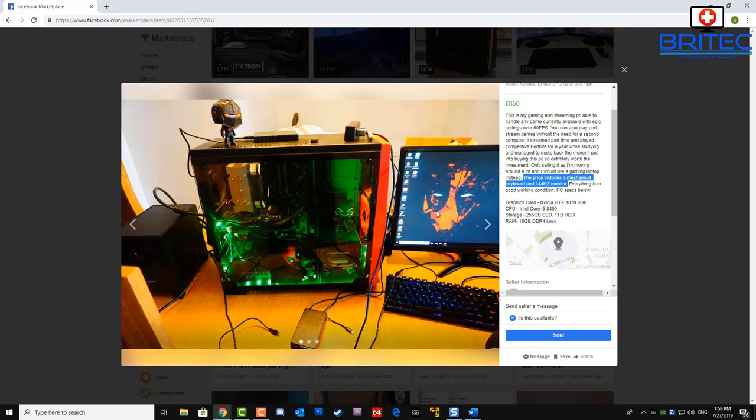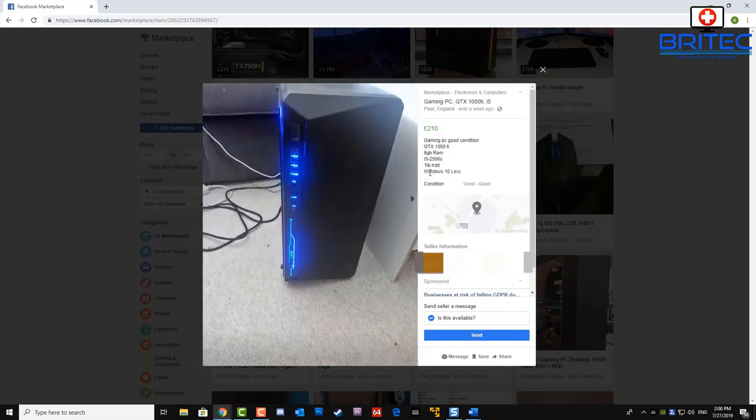So with the monitor out of the way and the keyboard and mouse and everything else and just the computer, how much is it actually worth? £850, a lot of money, and you can get a pretty good modern day PC for that. So be careful when you're buying used parts. Remember, these are used parts, they're not brand new, and this is why you need to be very careful when you're buying PCs online. You can see here £210 for this one.